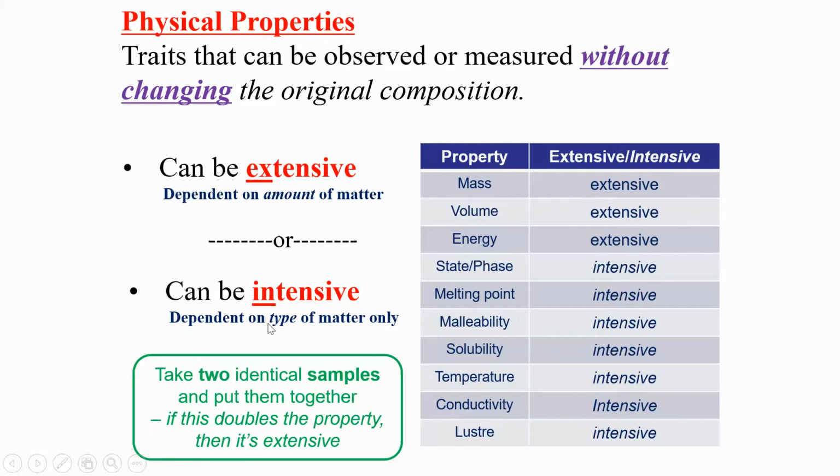I think there's a bigger definition about this in the notes as well, but basically what I want you to take away here is that matter has properties, and extensive properties depend on the amount of matter, and intensive properties depend only on the type of matter.